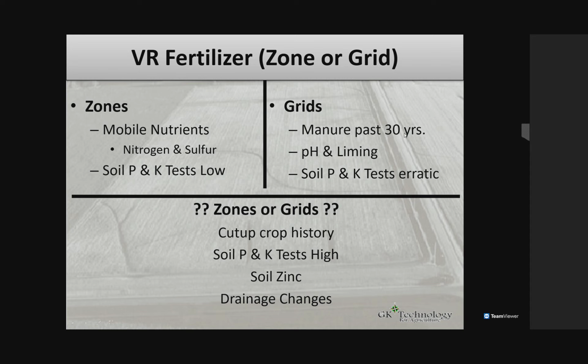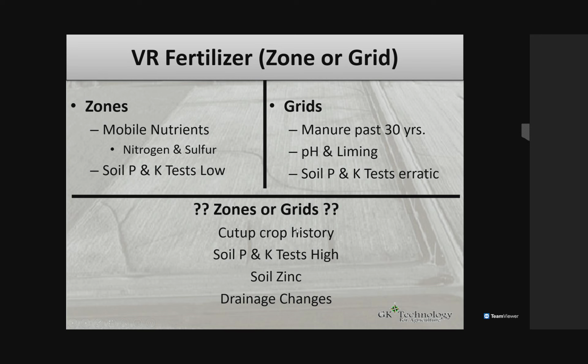If you're going out there and you've got fields that have manure history, have pH issues, perhaps need some liming, or maybe your soil test has had really erratic P and K numbers, these are going to be really good places to consider grid sampling your fields. So two very distinct differences. Like I say, these are very black and white answers for me. If you're doing the mobiles, your zones. If you're doing P and K for erratic history and you've got pH issues and manure histories, those are things you're definitely going to want to go after with grids.